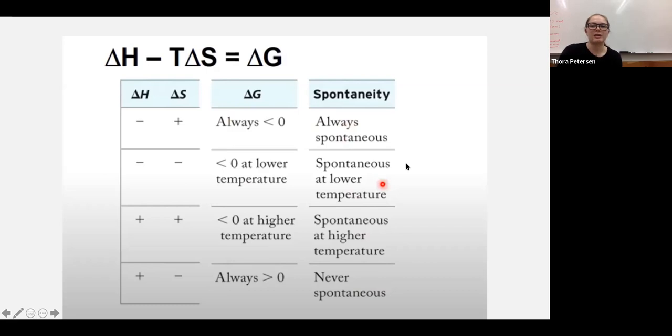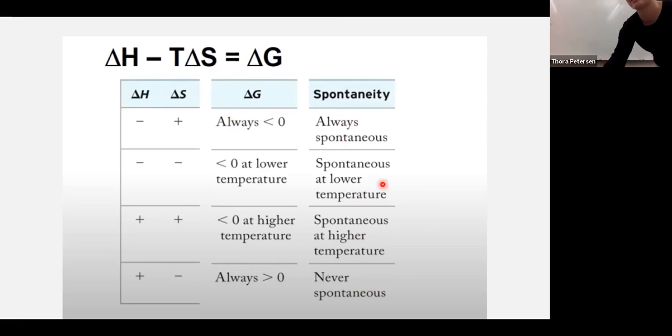And I have an analogy to remember the middle two, if it's helpful. But let's see if you guys can see this. Let's say that you're at the beach with your friends.